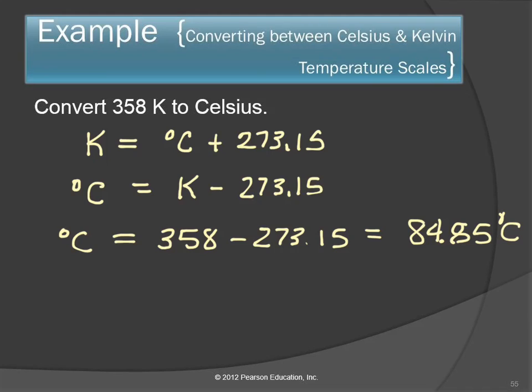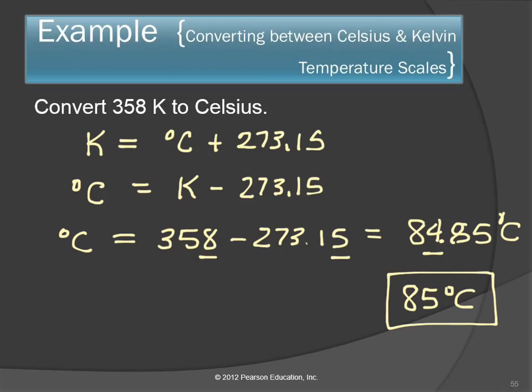Now what should we report in terms of significant figures? Are we adding, subtracting, or multiplying and dividing? We're subtracting. And so the rules for subtracting are different, and we should report two significant figures. This number has uncertainty in the ones place, and this has uncertainty in the hundredths place. And so then we need to report this to the ones place. So we're going to call this 85 degrees Celsius.